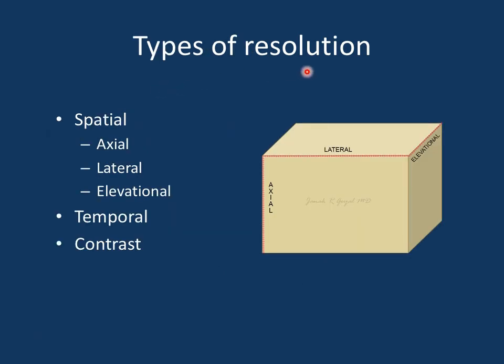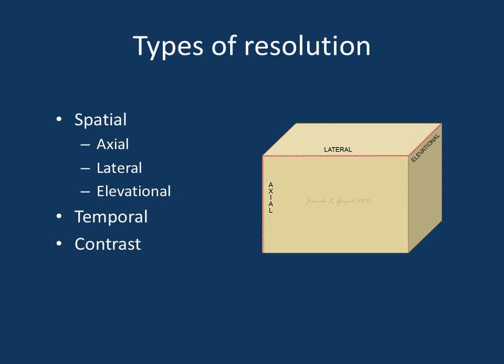Let's look at the various types of resolution. Resolution is defined as spatial, temporal, and contrast. The spatial resolution is the resolution in space, basically a grayscale resolution, whereas the temporal resolution is the resolution in time and is determined by the frame rate. And the contrast resolution measures the brightness of the signal and compares the different brightnesses.